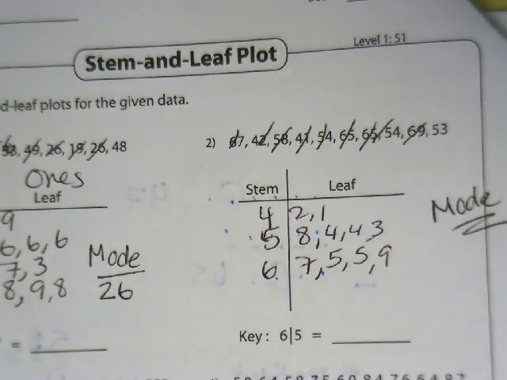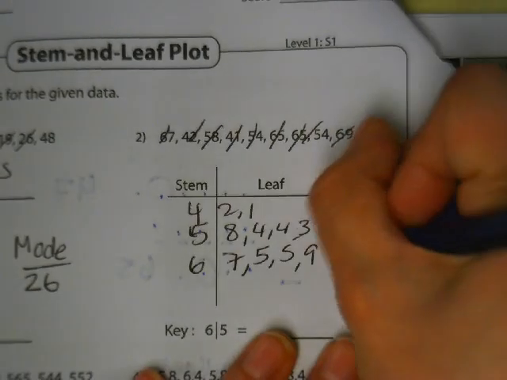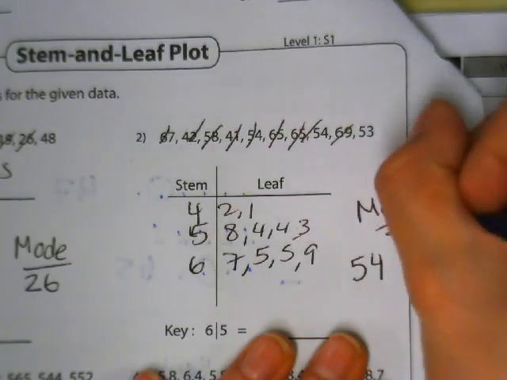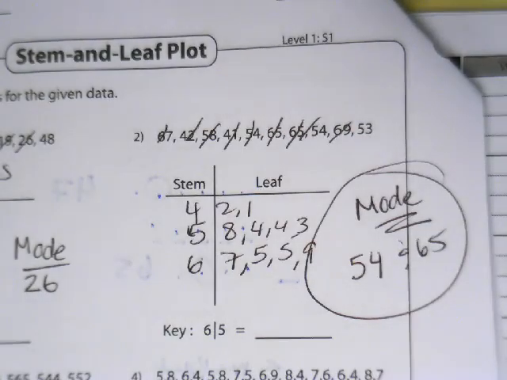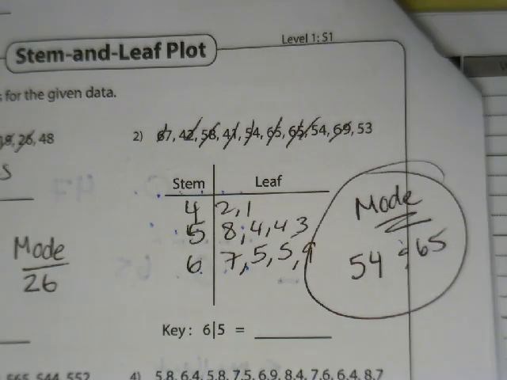What is the mode? 65. No, the one that repeats the most. It's a tie. 54 and 65. So there are 2 modes. What are my 2 modes? 54 and 65. They both repeat the same amount of times. So we have 2 modes. Modes are the numbers that repeat the most.